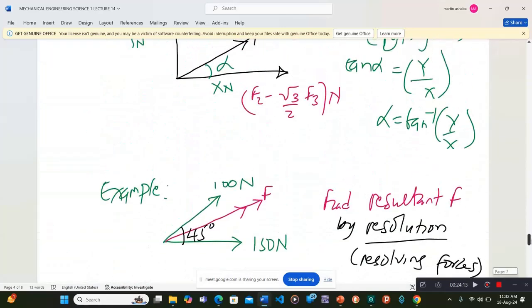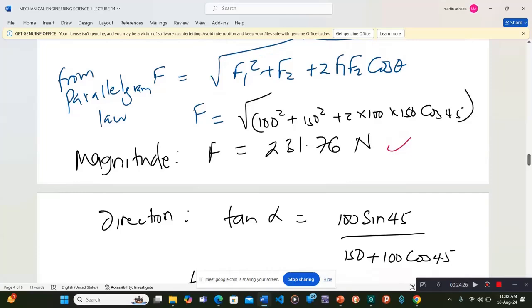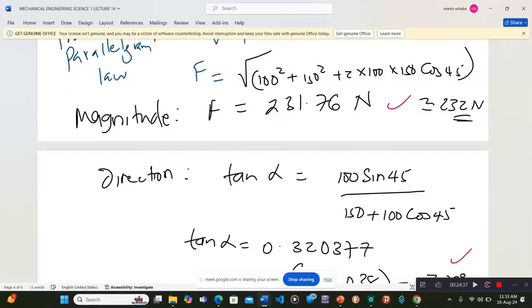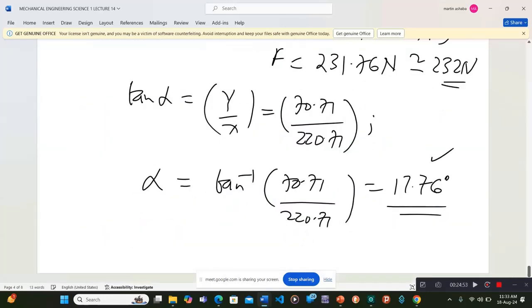Let's check using the parallelogram. You can see this one, we can approximate it to 232 newtons. I'm doing it like this because it's what we have in the book, but you can leave it as this. It's the same. Then the angle, we got it as 17.76. So we have solved the same problem using the parallelogram law of forces before, and now we have solved the same problem using the method of resolving forces.